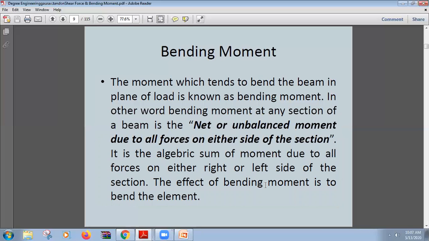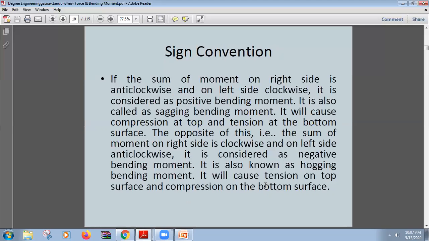Okay, now I told you the bending moment is a type of moment that tries to bend the beam. Moment, as we know, is the product of force multiplied by perpendicular distance. So let me tell you about the sign convention.